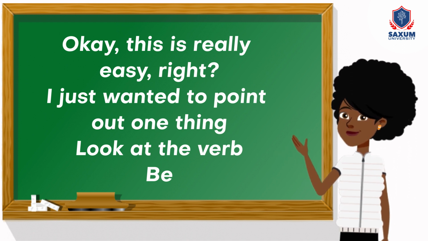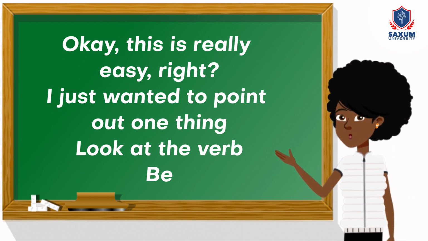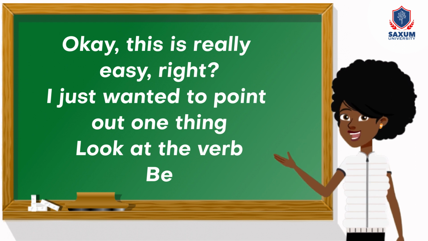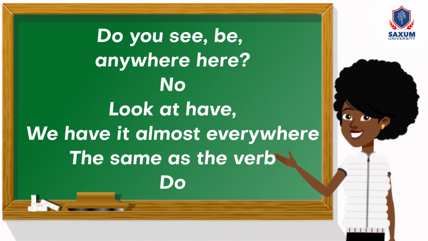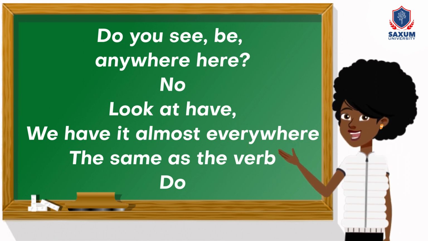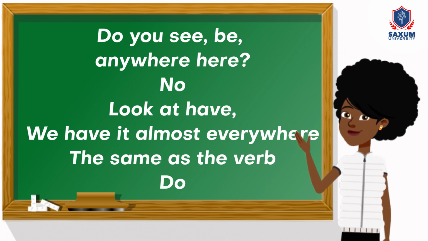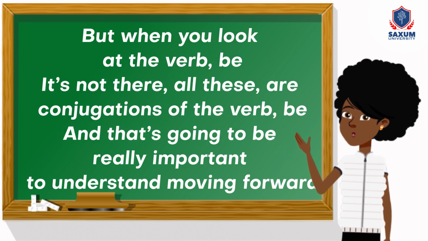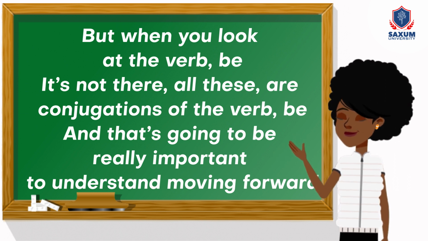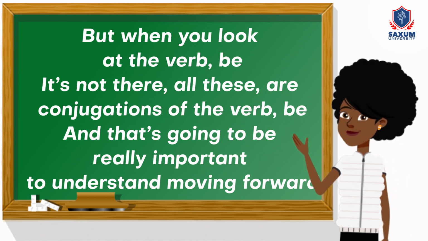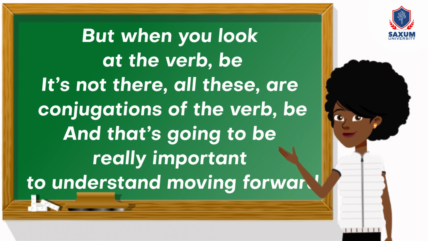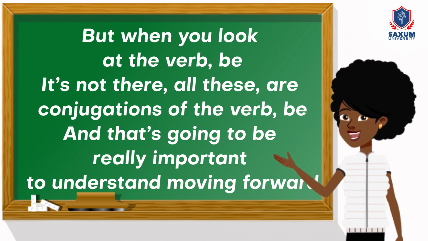I just wanted to point out one thing. Look at the verb be. Do you see be anywhere here? No. Look at have. We have it almost everywhere. The same as the verb do. But when you look at the verb be, it's not there. All these are conjugations of the verb be. And that's going to be really important to understand moving forward.